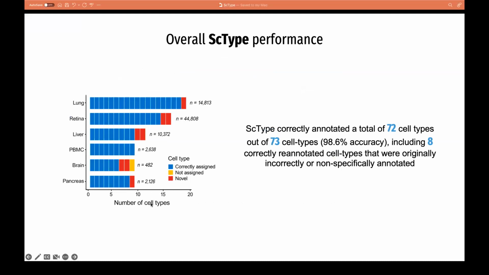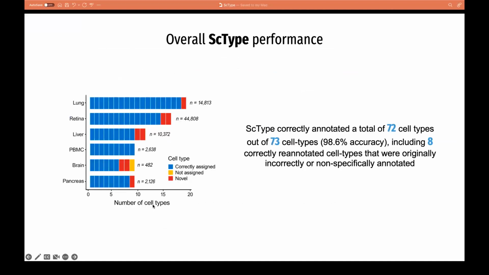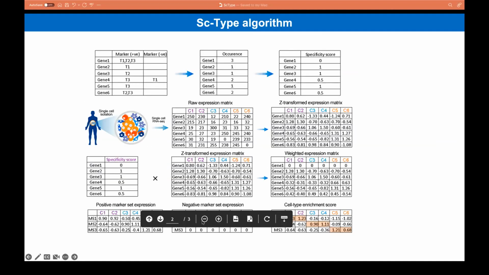So first, for example, if you have multiple markers for a tissue type, here in case of C1 and C2 is one tissue type, so you sum them. And how do you sum them? You just take an average of these multiple markers for the same tissue type. In that way, you can have a positive marker set expression.